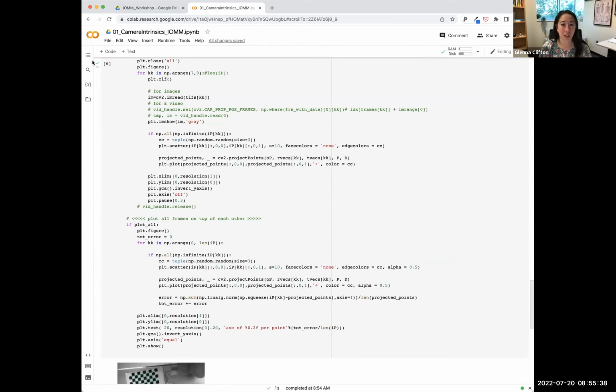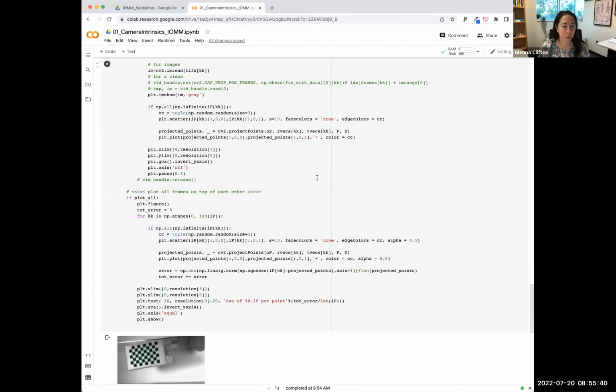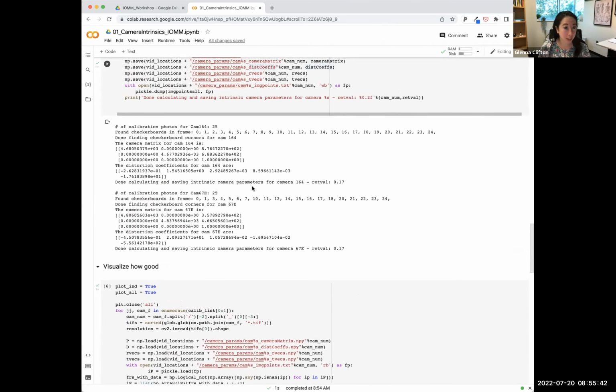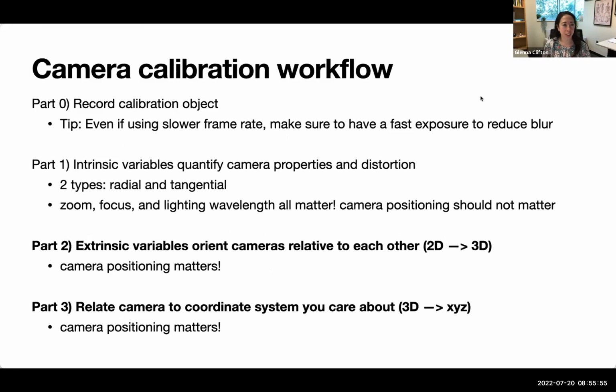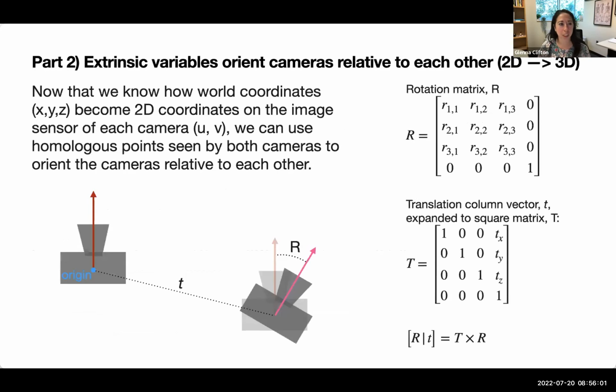And I'm going to keep chugging along. Again, this should be pretty well commented for you to look at later and walk through if you want to. I'm going to go back to the presentation very quickly. So we found the intrinsics. Next part is finding the extrinsics, which is basically how the cameras are related to each other and then relating them to the world coordinates.